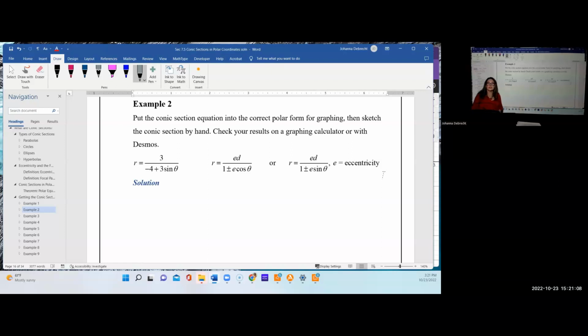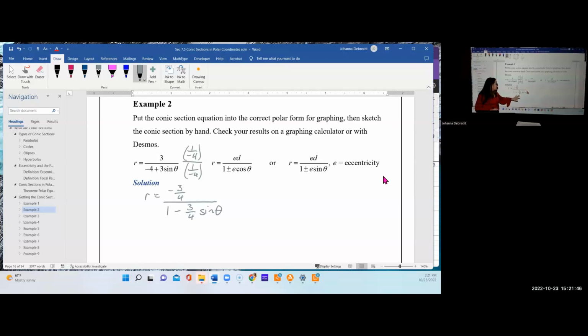First, I have to make that negative 4 turn into a 1 by dividing numerator and denominator by negative 4. So I'm going to multiply the numerator by 1 over negative 4 and the denominator by 1 over negative 4. This is going to give me r equals negative 3/4 over 1 minus 3/4 sine of theta. It changes the product of the eccentricity and the focal parameter, and it changes the coefficient of the trig function.